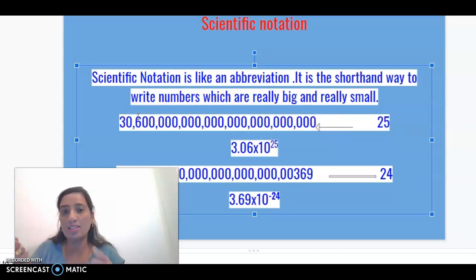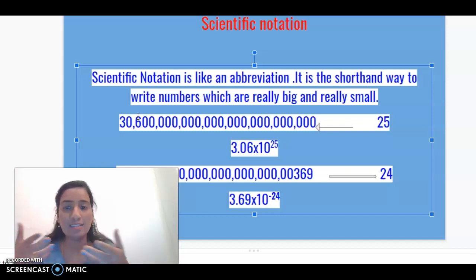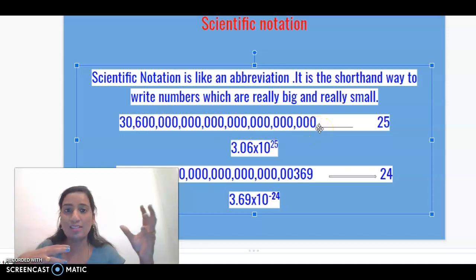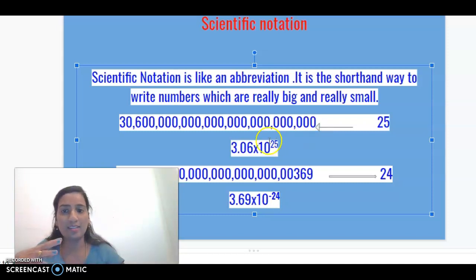You might have studied significant numbers, and in coming classes we will be studying them in detail. So all these trailing zeros are non-significant. We have to discard them. This zero is a significant number because it comes in between two non-zero digits. And we have to rewrite this big number as 3.06 into 10 to the power of 25.